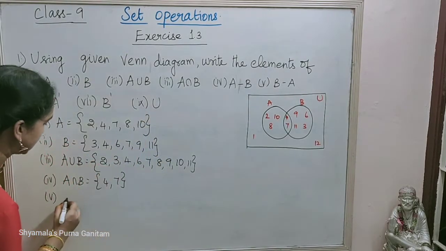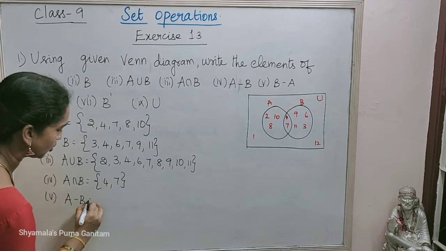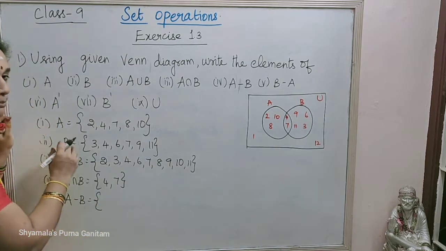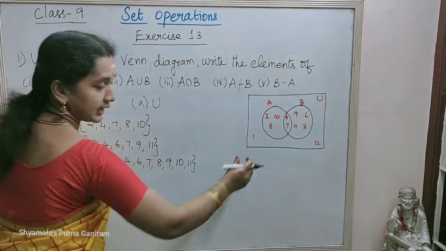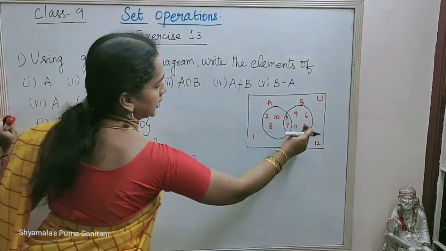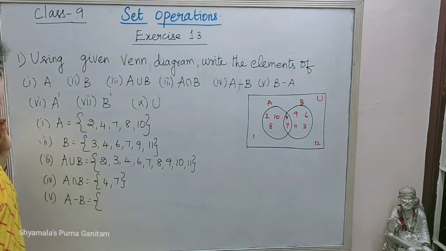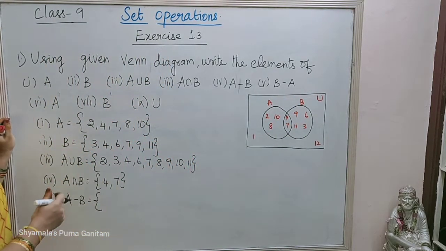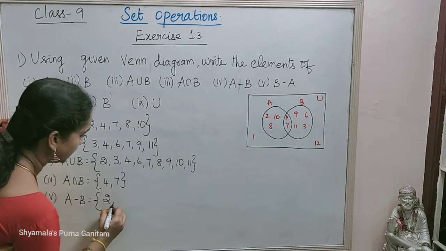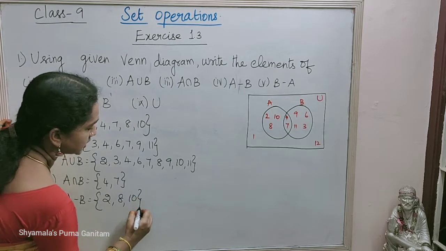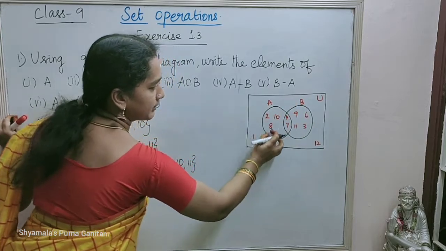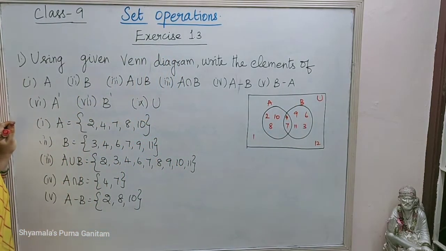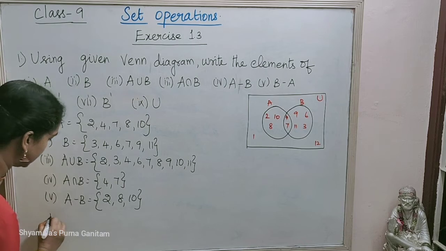Then next one is A minus B. So whatever common you have for A and B, that you have to remove, and only from the set A you have to write. So common for A and B is 4 and 7. So A minus B is 2, 8 and 10. You remove this B set, remaining elements from A, that is A minus B.